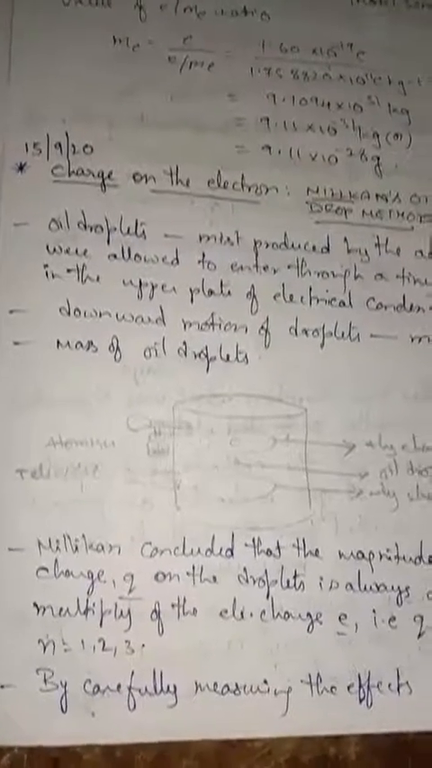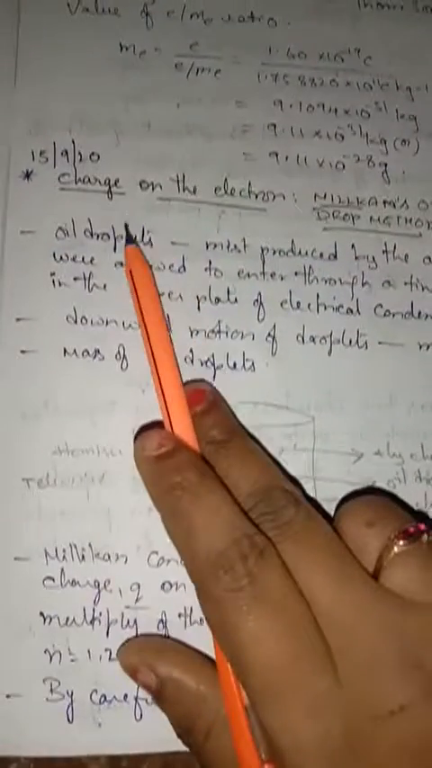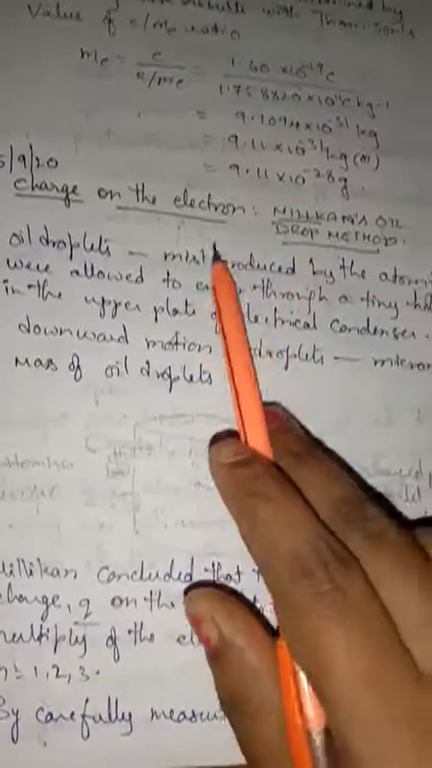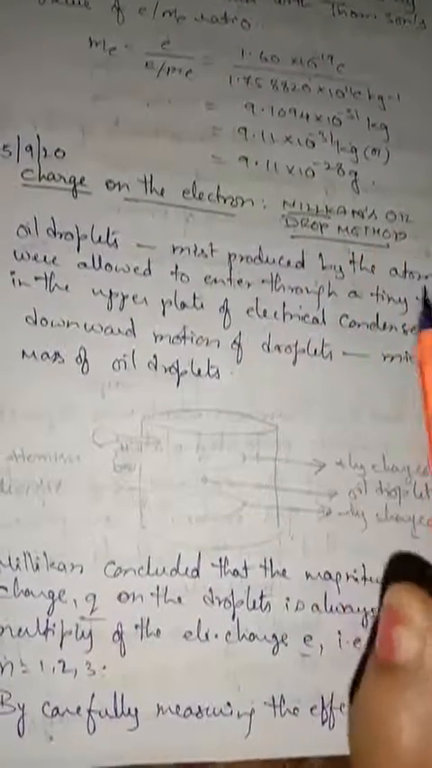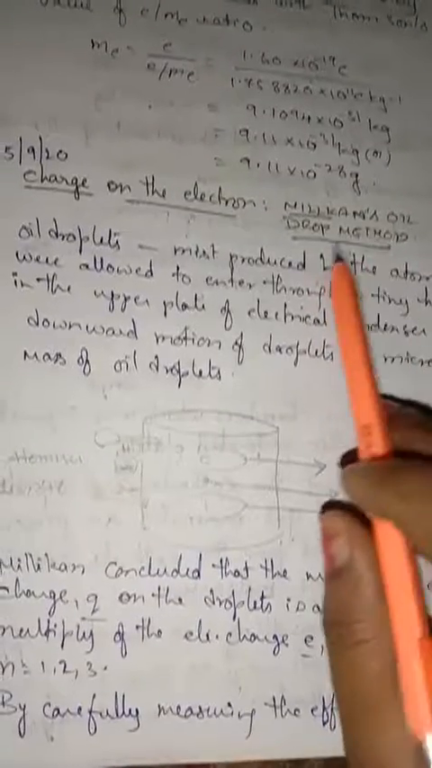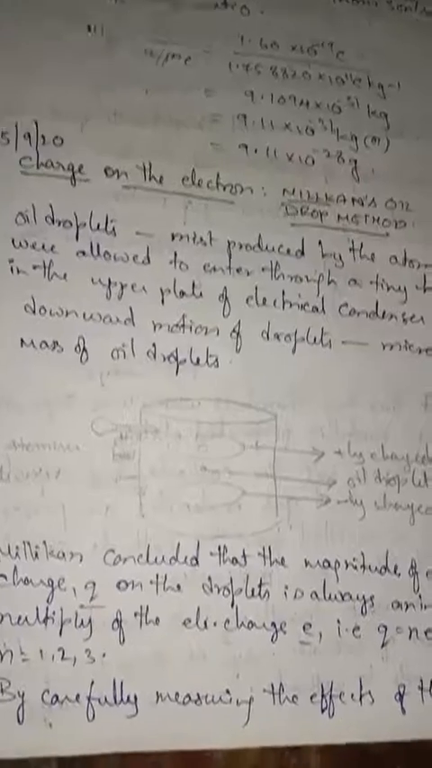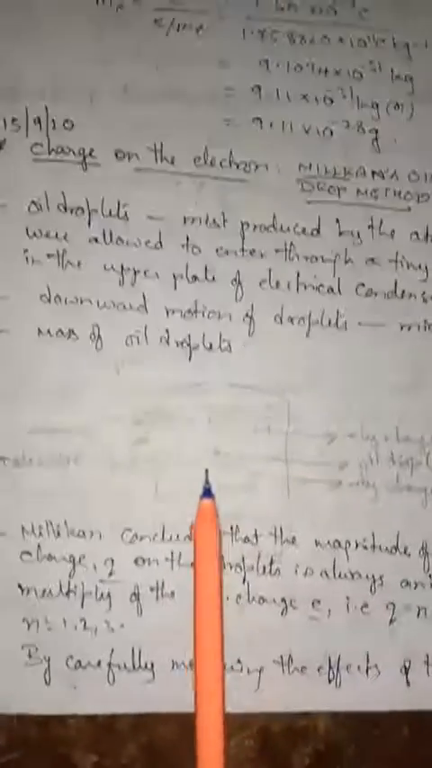Good morning, dear students. In today's class, we are going to see the charge on the electron. It was given by an experiment called Millikan's oil drop method. Millikan was a scientist who did an experiment by taking some oil. So, this is the experiment apparatus.